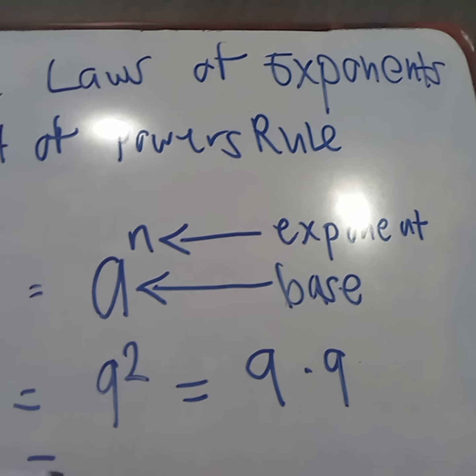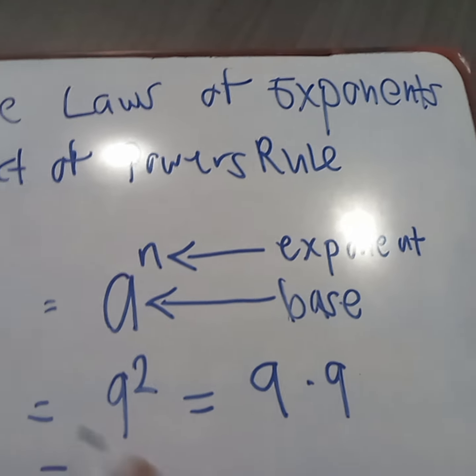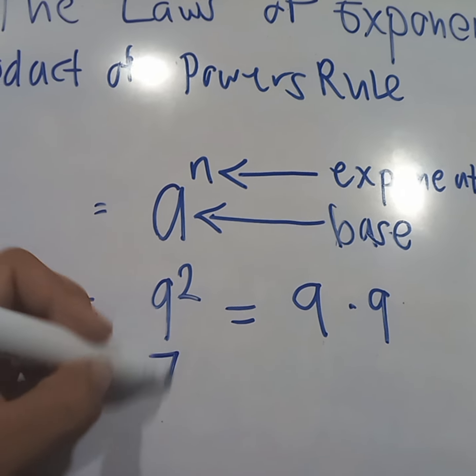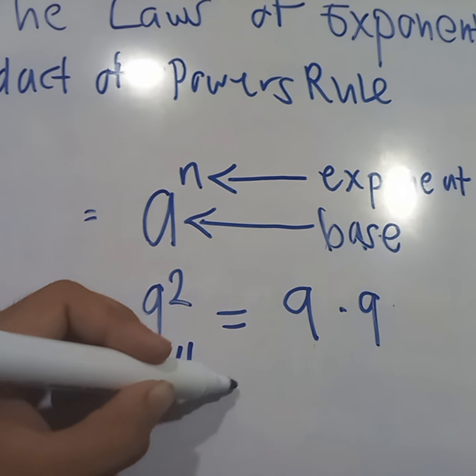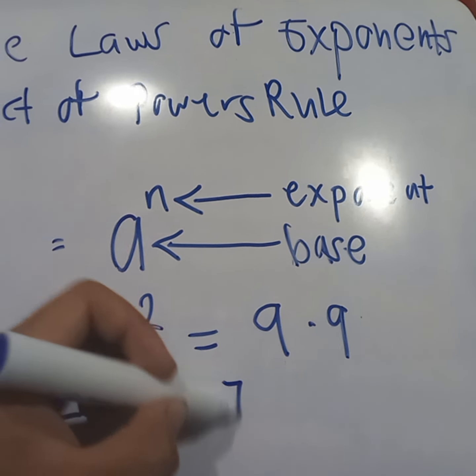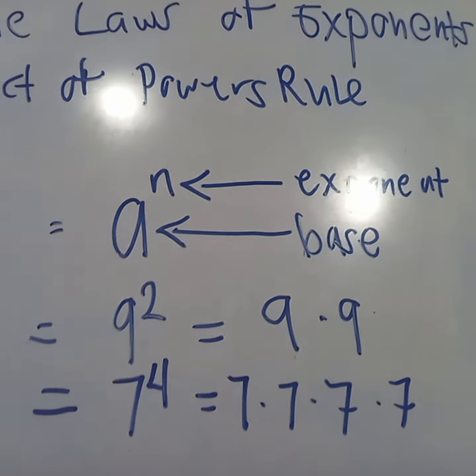For example, let's make another one. The number 7 to the fourth power. That is equal to 7 times 7 times 7 times 7.